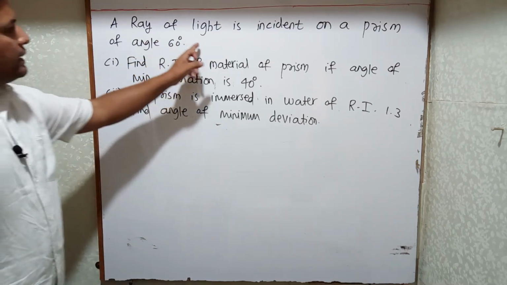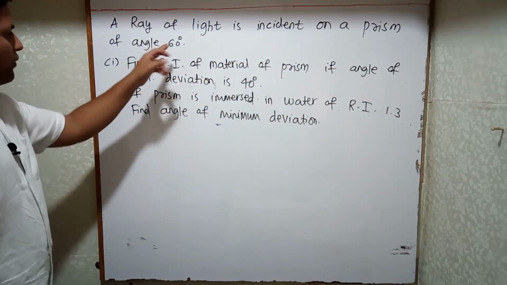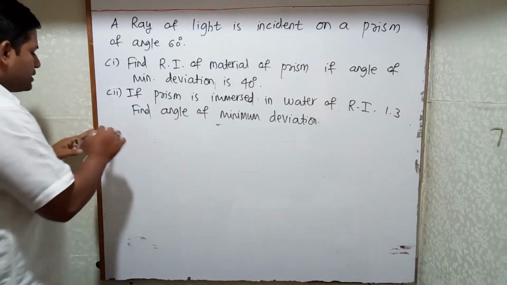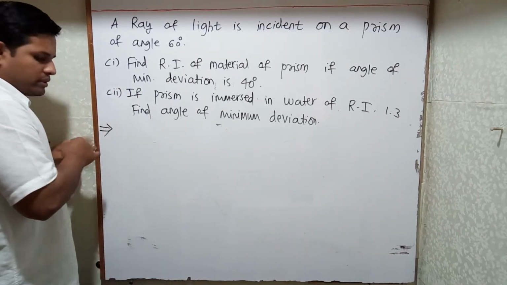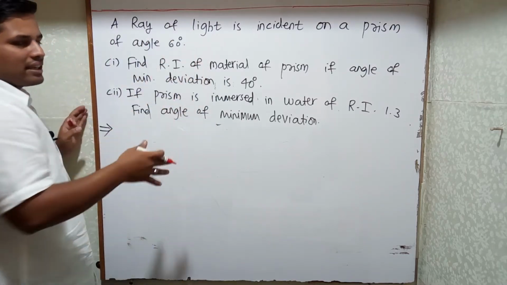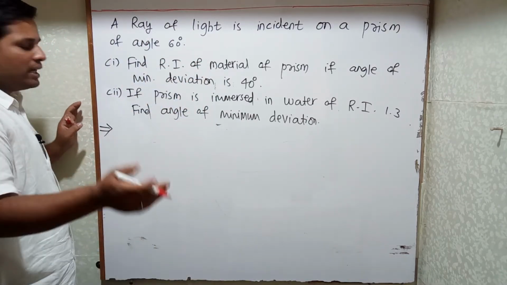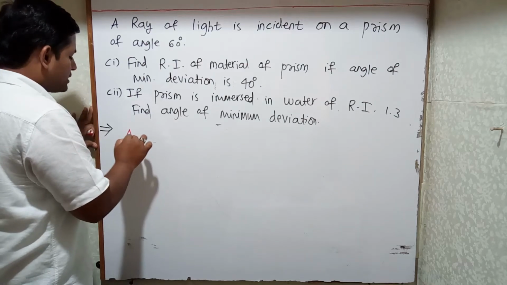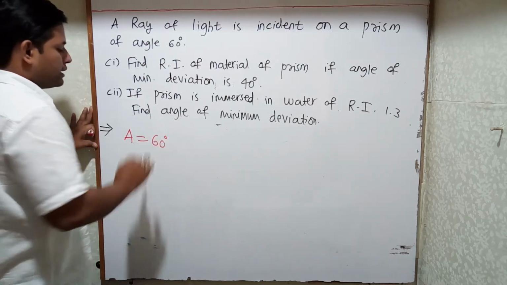A ray of light is incident on a prism of angle 60 degree. Whenever you see this, you start writing the data. We'll use a red pen. Actually, it is supposed to be written red, no? In your junior classes you used to do that, but that's okay. So angle of the prism equal to 60 degree.